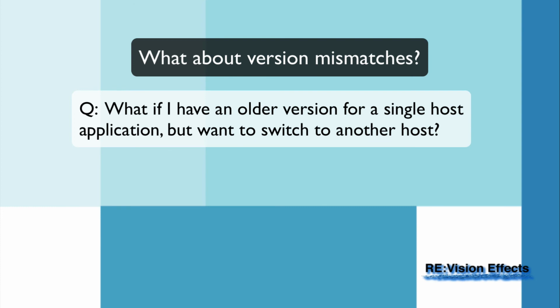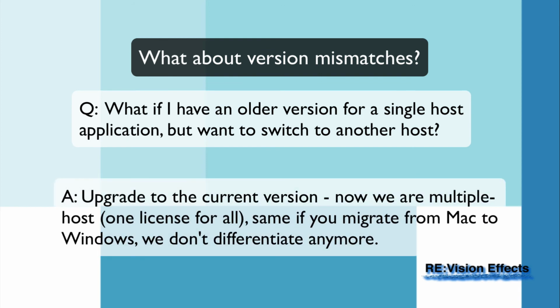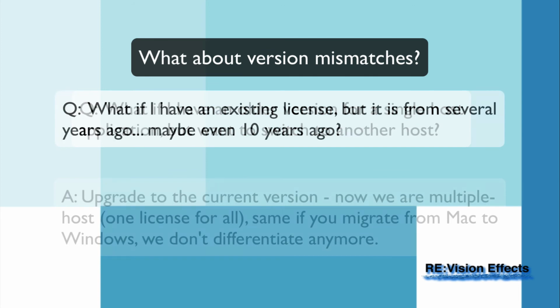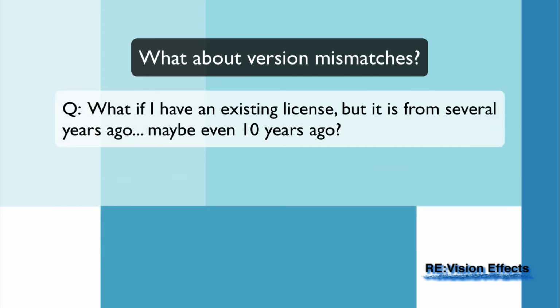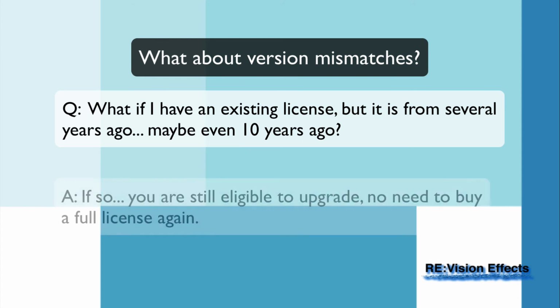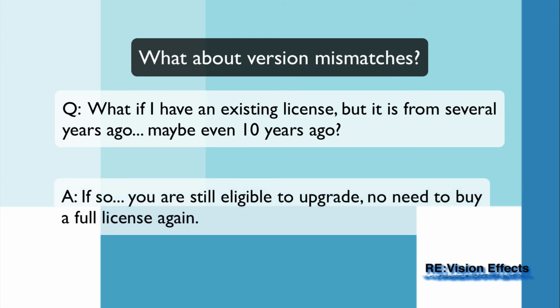What if I have an older version for a single host application, but I want to switch to another host? Upgrade to the current version. Now we are multiple hosts, one license for all. Same if you migrate from Mac to Windows. We don't differentiate anymore. What if I have an existing license, but it's from several years ago, maybe even 10 years ago? If so, you're still eligible to upgrade. No need to buy a full license again.